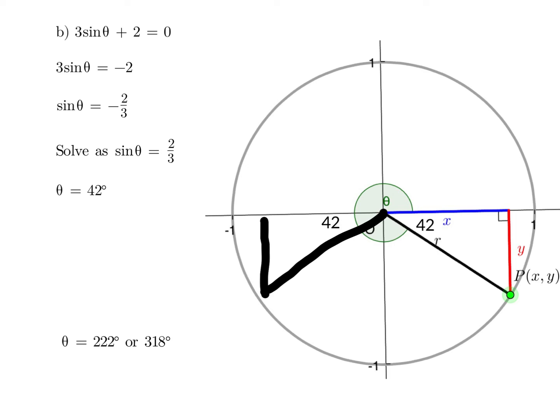Put the 42 in our two triangles. Remember, sine was negative, so that's in the T quadrant and the C quadrant. Put the 42 into those triangles and we get 222 degrees or 318 degrees.